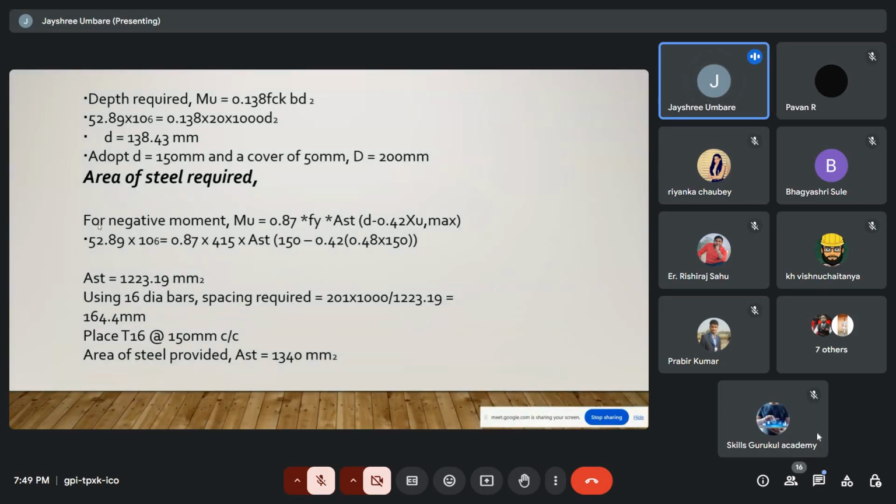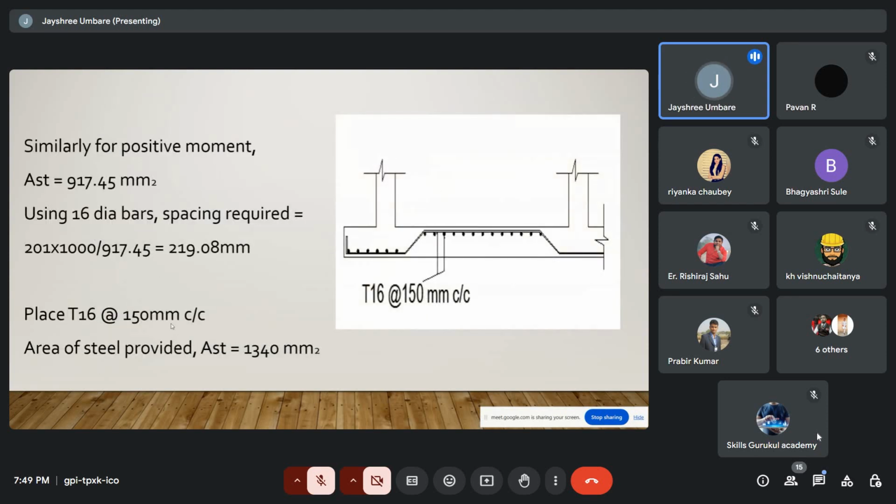Area of steel required. For negative moment, Mu is equal to 0.87 fy Ast (d minus ...), where Mu means moment. Then Ast calculated is 1223.19 mm square. Using 16 mm dia bar, spacing required is equal to 201 into 1000 divided by this area. Then it comes to 164.4 mm. Place 16 mm dia bar at 150 mm center to center distance. Area of steel provided is equal to 1340, which is greater than 1223. Hence this is safe.